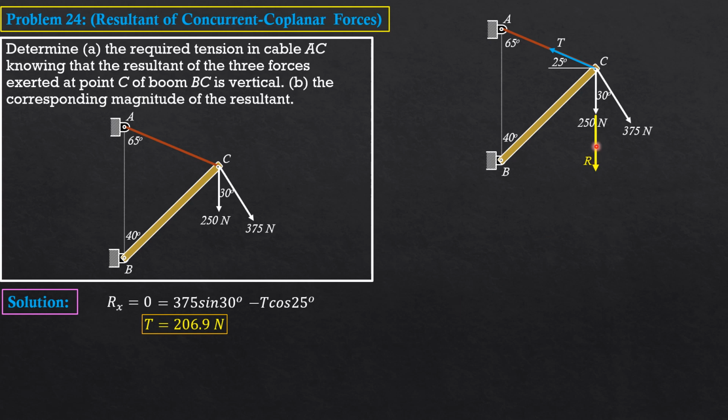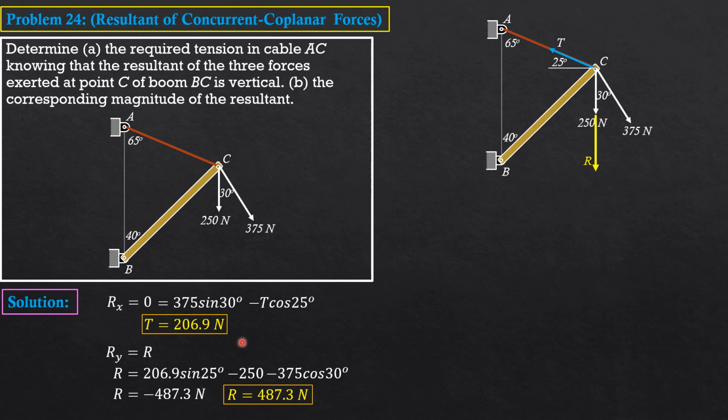Then knowing the tension, summation forces Y, Ry equals R, as shown. So it is equal to, this is the only force that has positive component, so T, 206.9 sine of 25 degrees, then minus 250 minus 375 cosine 30 degrees. So the R is equal to negative 487.3, but since we are just asked for the magnitude, it is 487.3 newtons. The negative sign indicates that it is really downward.